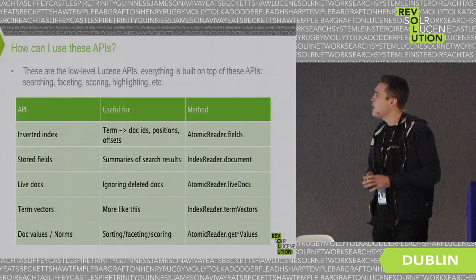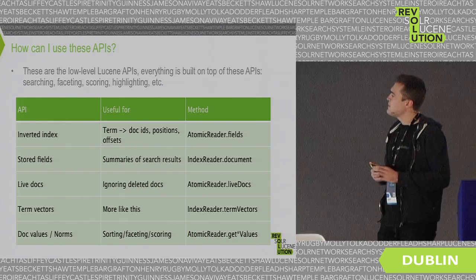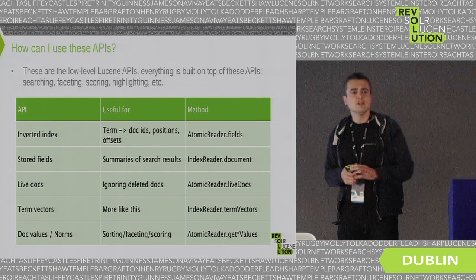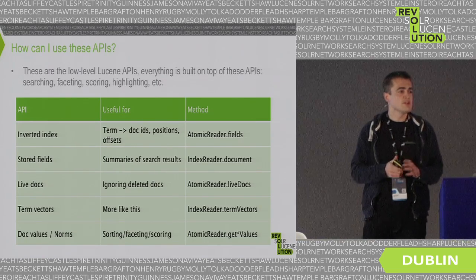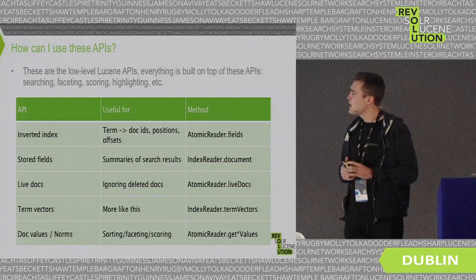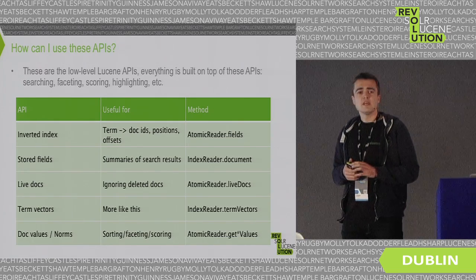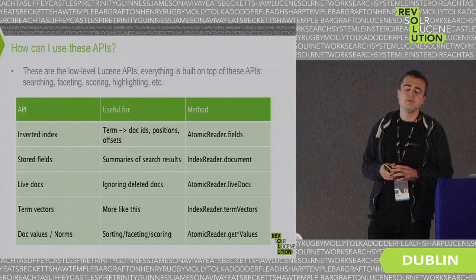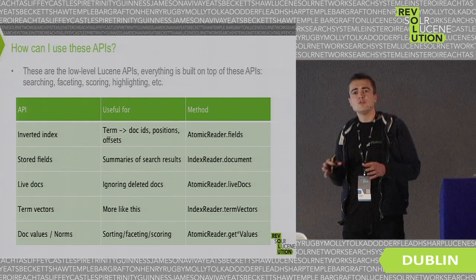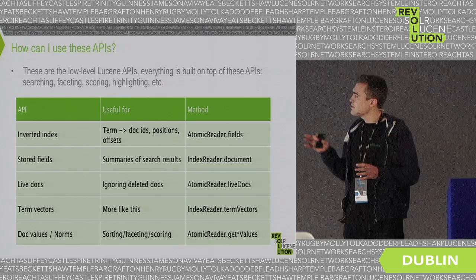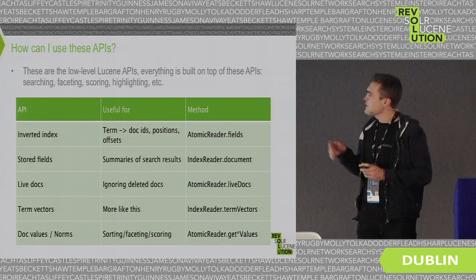Okay, so how can you use these APIs? These APIs are actually not only internal to Lucene. These are APIs that you can use yourself. And everything in Lucene is based on these APIs. This means that you could re-implement search fully based on these APIs. So how can you access them?